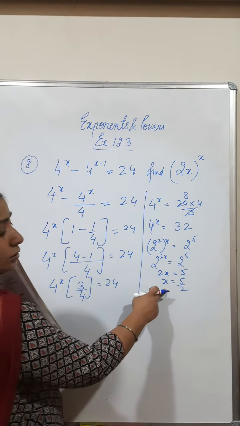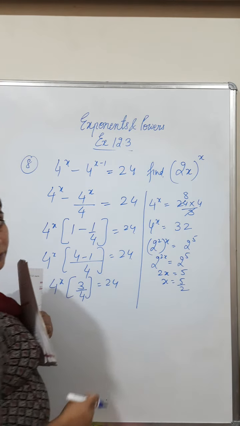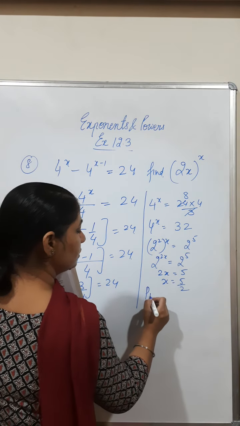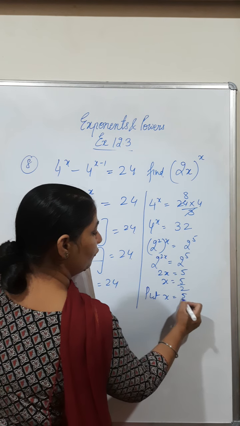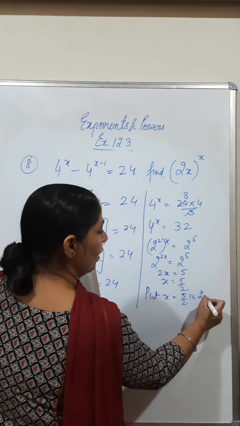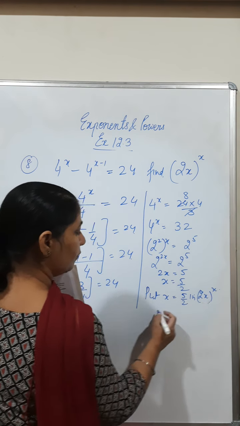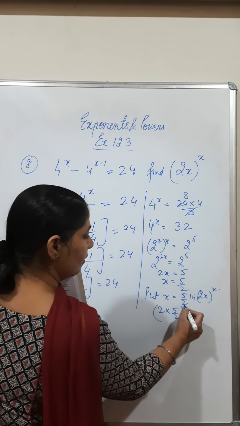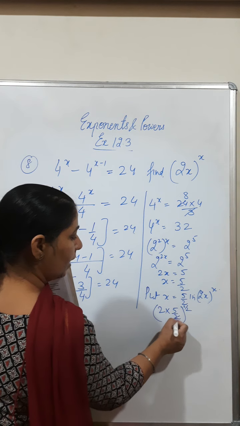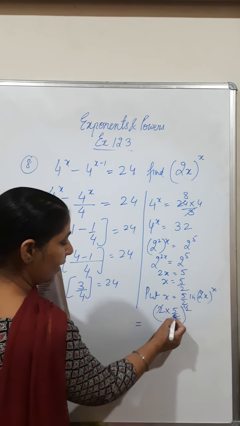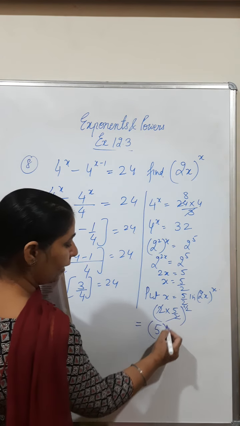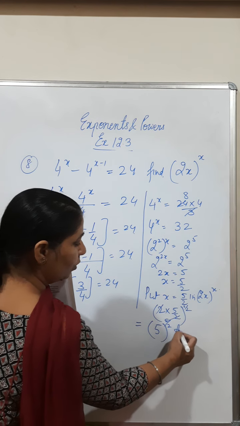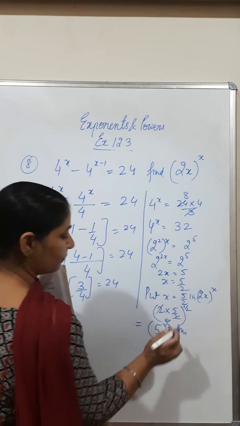Now the answer is not this. You actually want to find the value of this. So now put x equal to 5 by 2 in 2x raised to power x. What do you get? 2 into 5 by 2 raised to power 5 by 2. Now what happens? These two get cancelled and in the bracket you are left with 5 raised to power 5 by 2, and this is the answer.